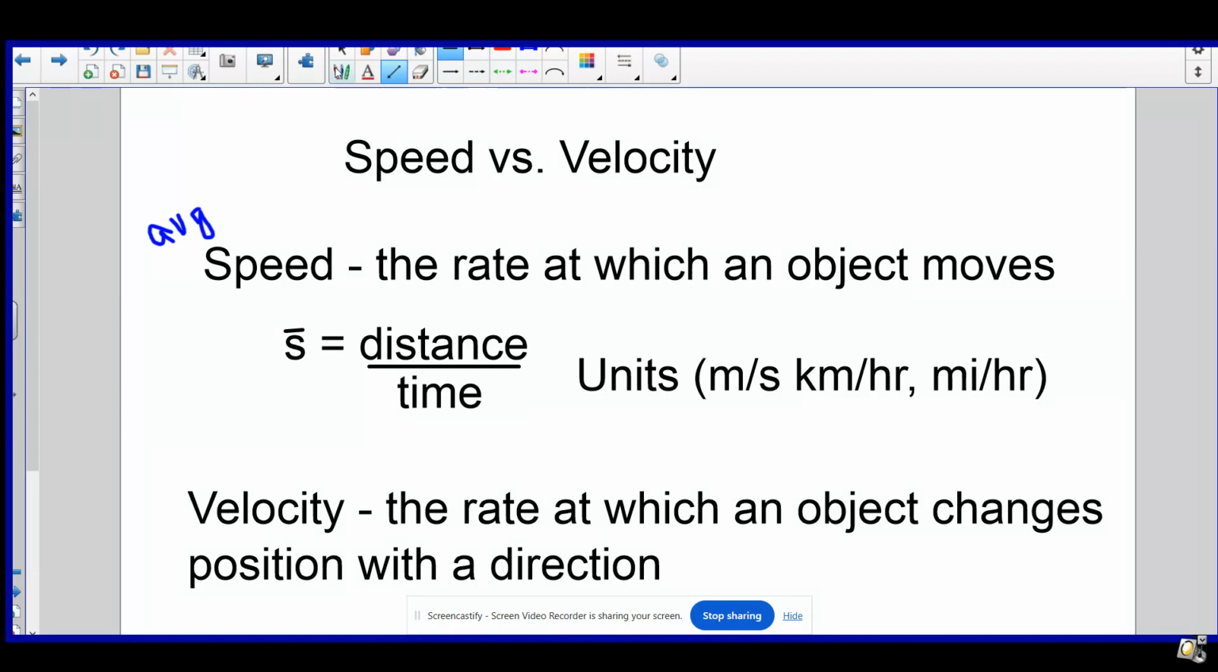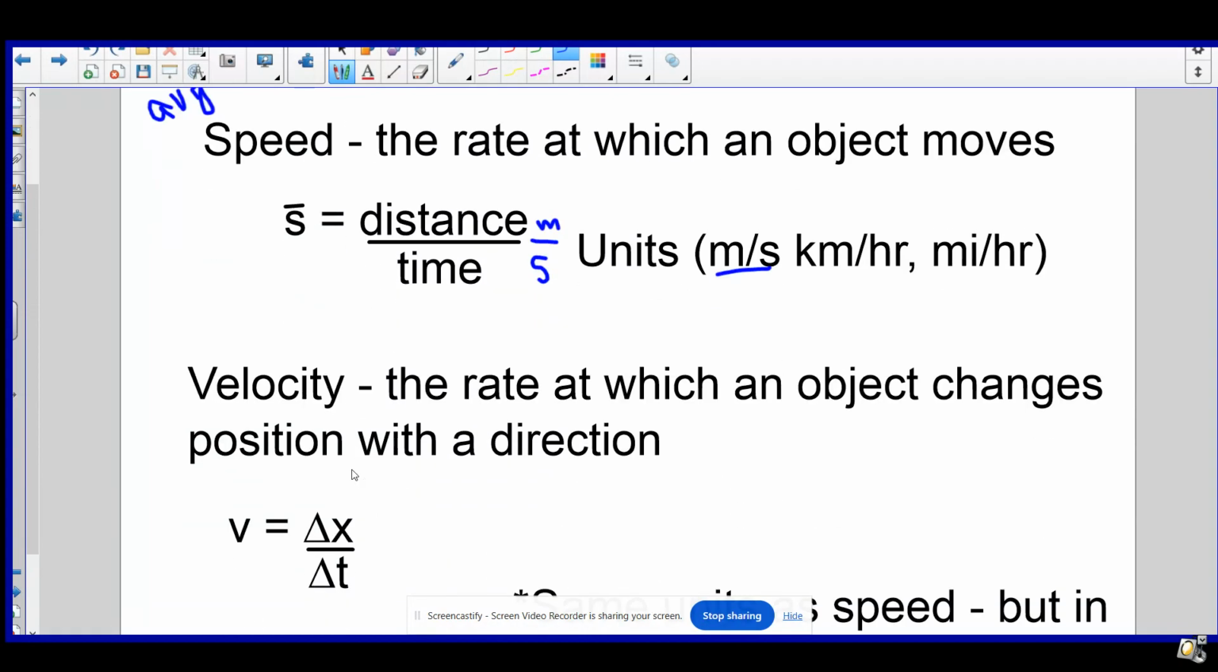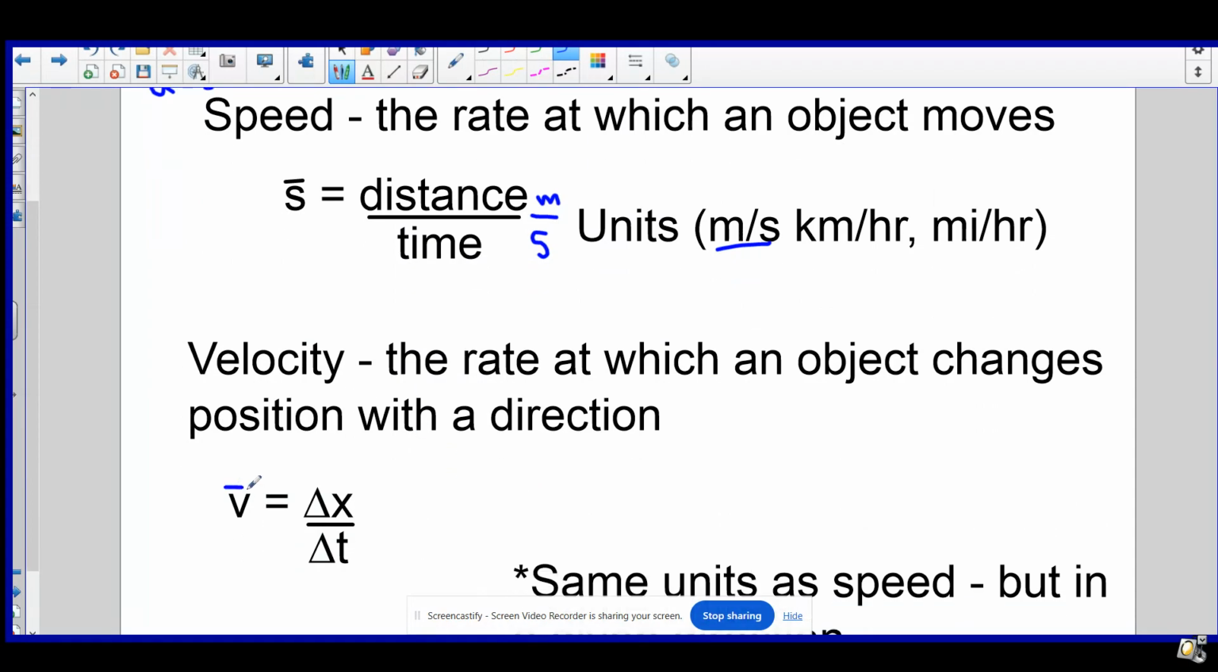Since distance is measured in meters and time is measured in seconds using base SI units, we would want to report our average speed in meter per second. Now, there are other ways that we can write speed, kilometers per hour, miles per hour, but the base SI unit for speed is meter per second. Okay? Velocity is the rate at which an object changes position with a given direction. So we know that is, if it's including the direction, that is a vector quantity. The average velocity is just the object's displacement over time.